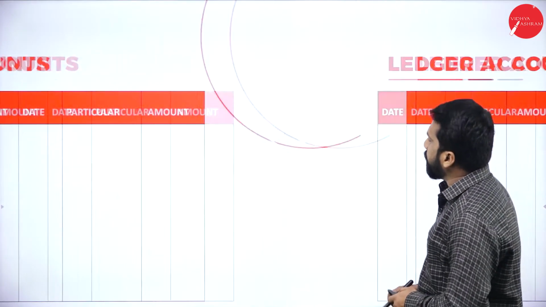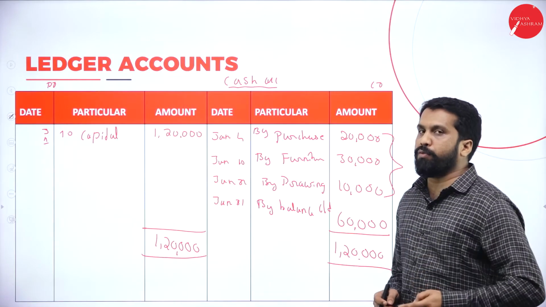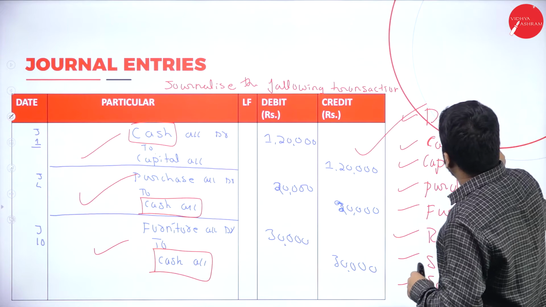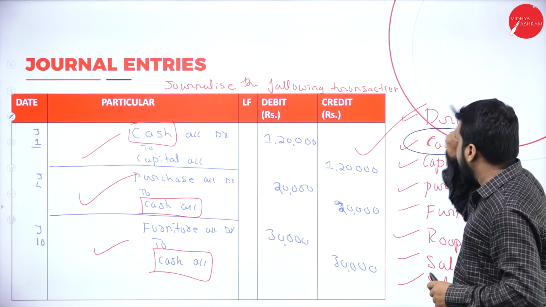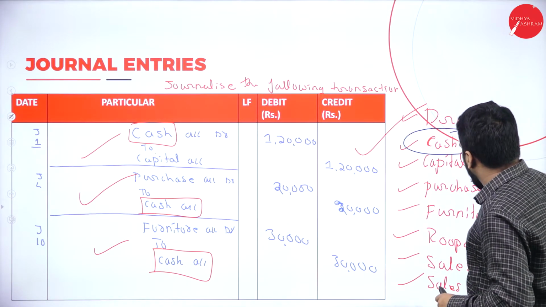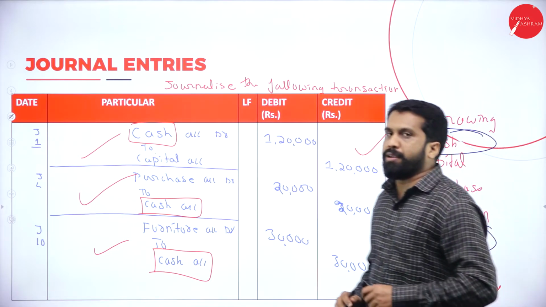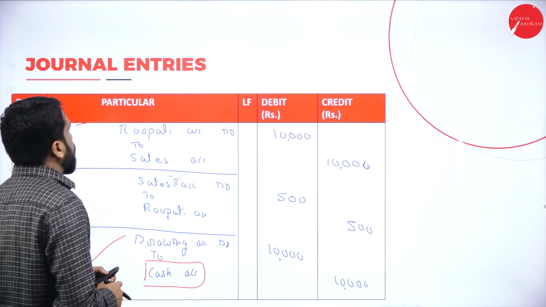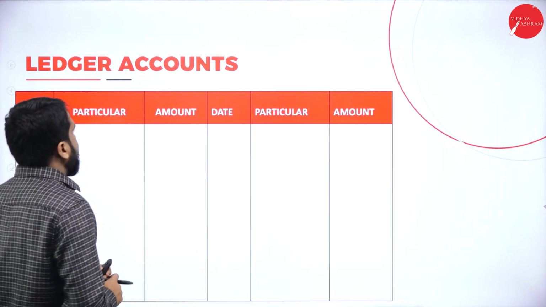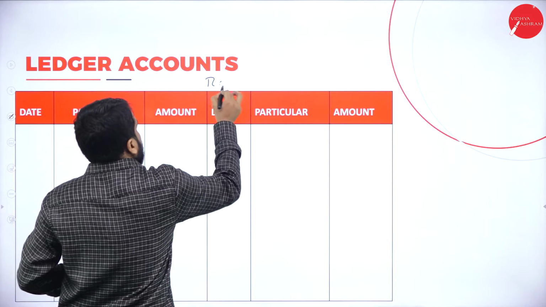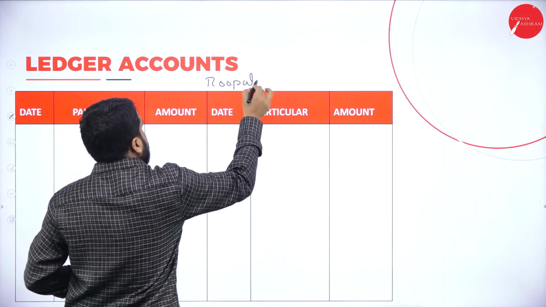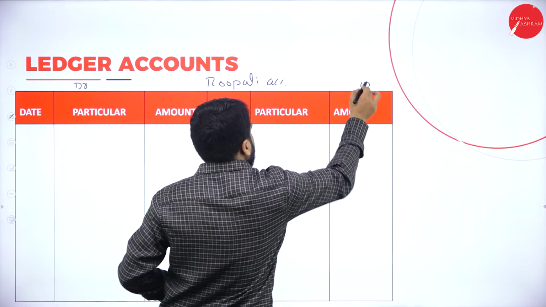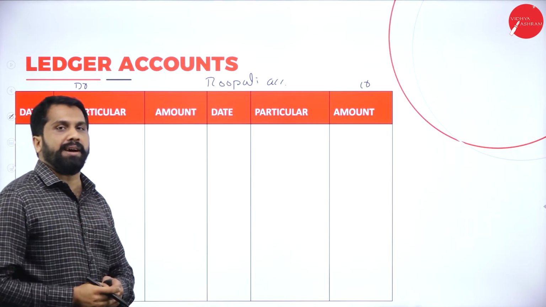In this, we completed the cash account. Next, which account will we go for? Now, I'll go for Rupali account. We'll see how to do it. How to write? The heading must be Rupali account. This must be debit and this must be credit. This is the first thing you have to do.